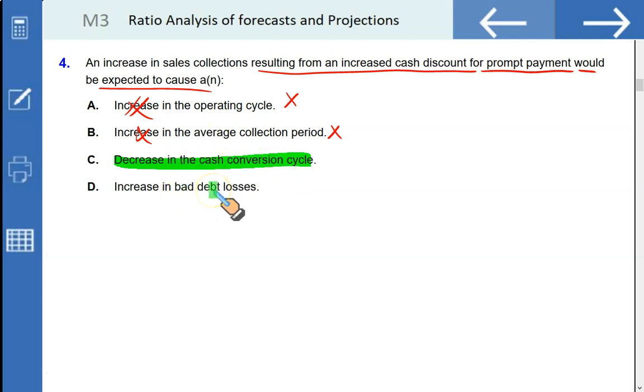An increase in bad debt losses would not result from an increase in sales collection, because when you collect your money more frequently, the chances of bad debts will decrease. There will be fewer bad debts, so this is wrong. A decrease in bad debts, hence the wrong option.